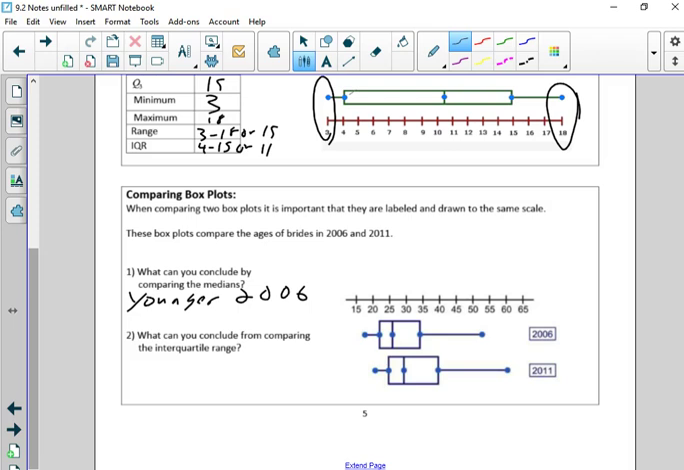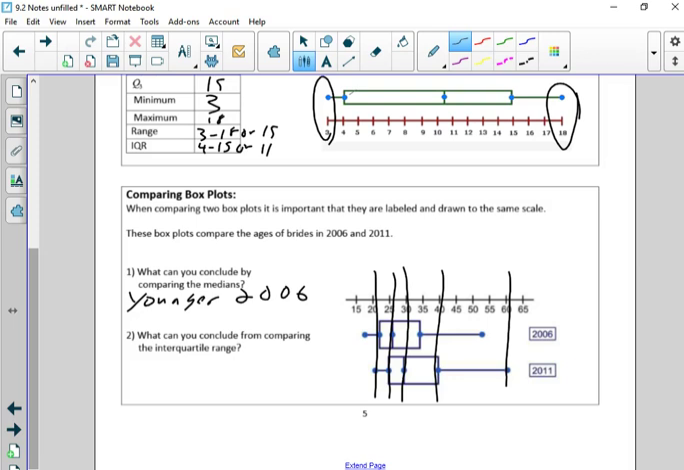Because, you know, 2011 goes all the way up to 60. You know, this line is right of that. This is right of that. And this is right of that. All the lines, every one of the markers, even this one, right? Every one of the lines of the five number summary is right of the 2006. So all the data is up higher. So 2011 they were older, or 2006 they were younger. Either way you want to write it.